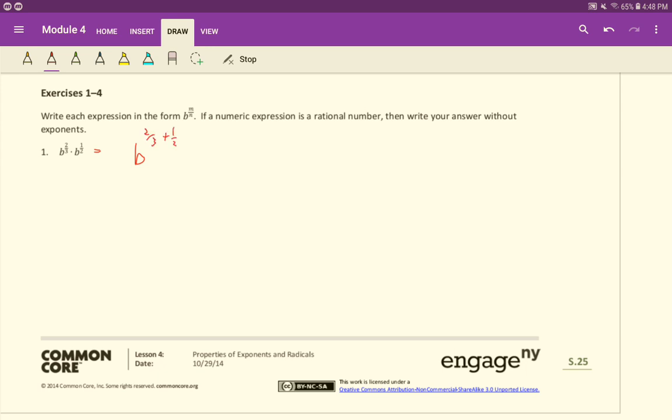Again, to add two fractions, we need a common denominator. So we're going to do 2/3 plus 1/2, and the common denominator here would be what number? What's the smallest number that 2 and 3 both multiply to be? It's going to be 6. So we'll multiply this by 2 over 2 and this by 3 over 3, which yields 4 over 6 plus 3 over 6, which gives us 7 over 6. So this will be equal to b to the 7 over 6 power.